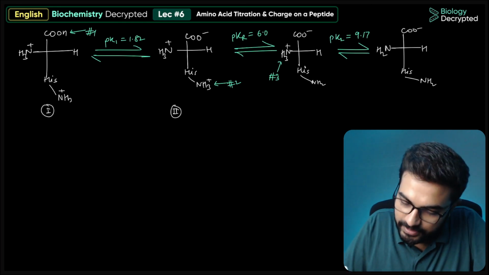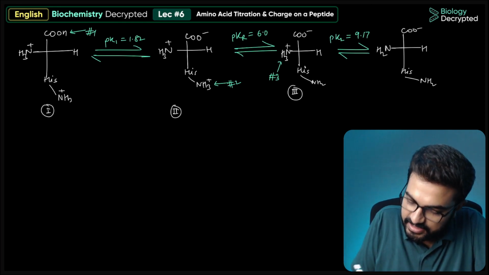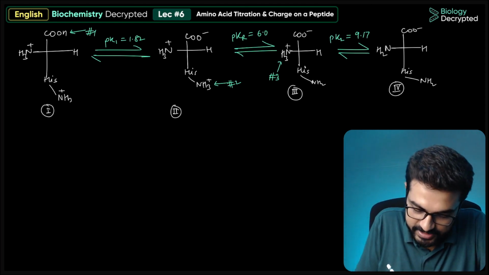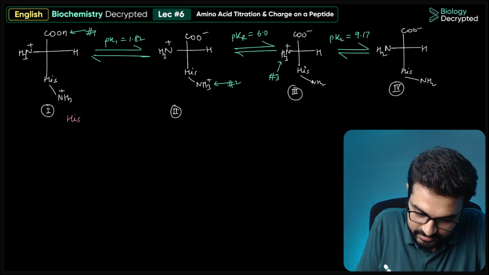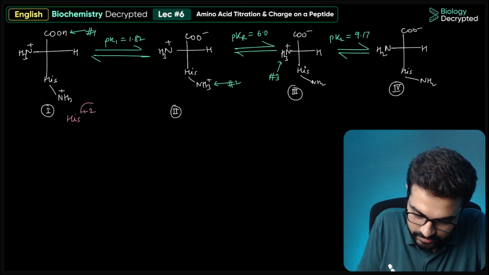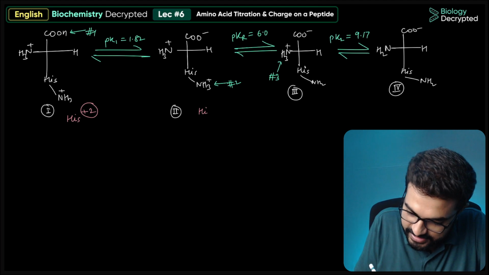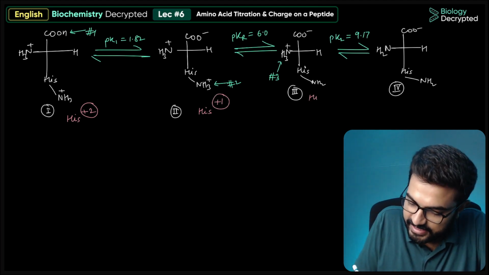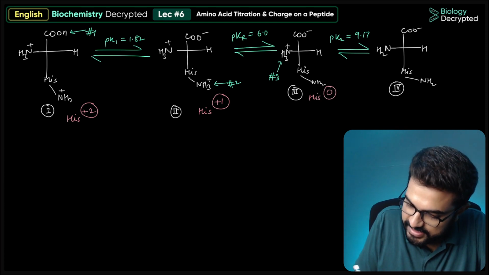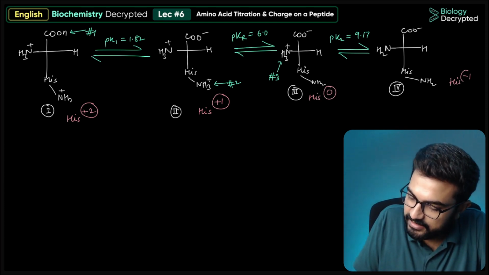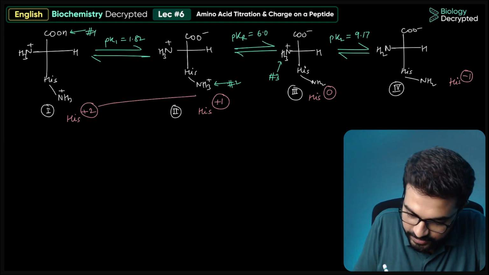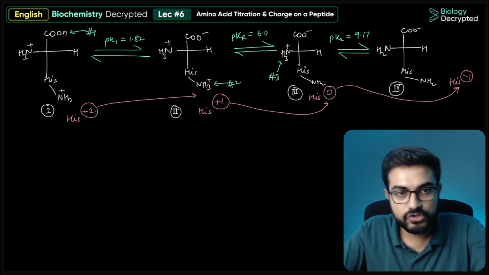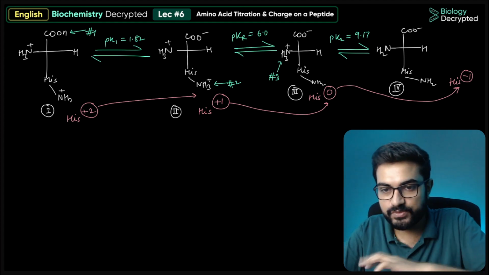Now let's calculate the net charges. This is species number 3, this is species number 4. The net charge for histidine here is +2. Then it is +1. Then it is 0, and then we have histidine at -1. So from +2 it goes to +1, then to 0, and finally to -1. So +2, +1, 0, -1. This is the order.